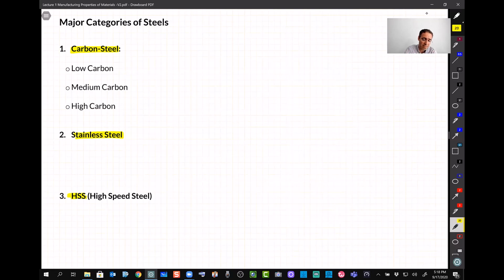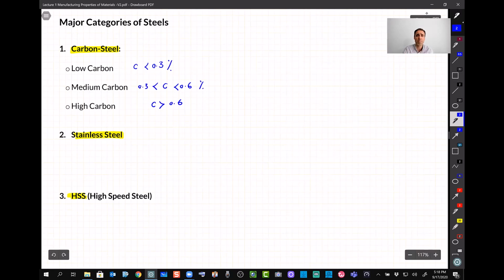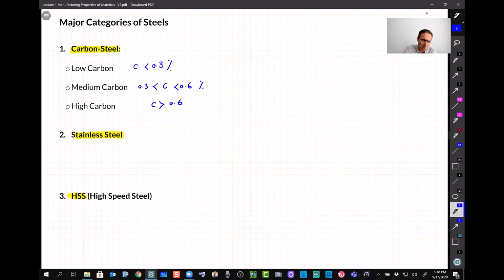The carbon steel has three subcategories. Again, not exact numbers, but in general, we can say low carbon, which means the amount of carbon is less than 0.3%. The medium carbon, which is between 0.3 and 0.6% carbon. And high carbon, which is bigger than 0.6% carbon. And we don't add any other material to the steel. So it's just low carbon, medium carbon, and high carbon. But the amount of carbon in steel is way less than iron, because for iron it is 4%, 5% or more, like cast iron.